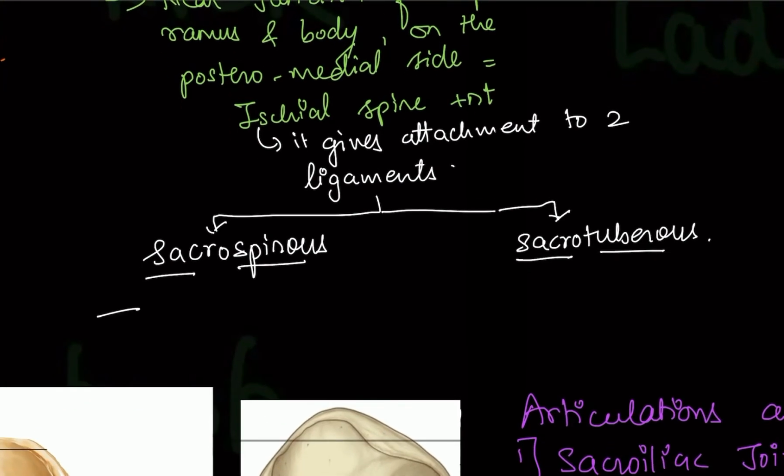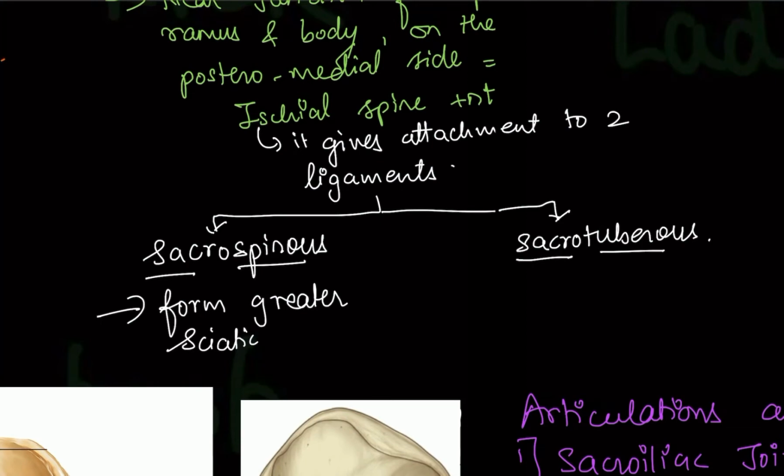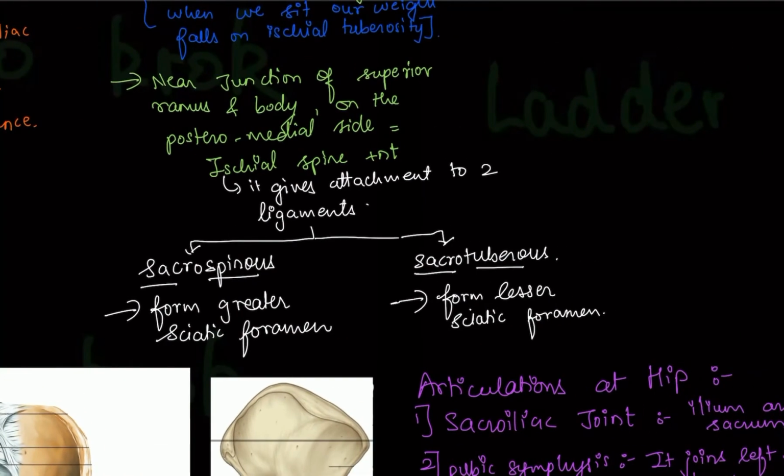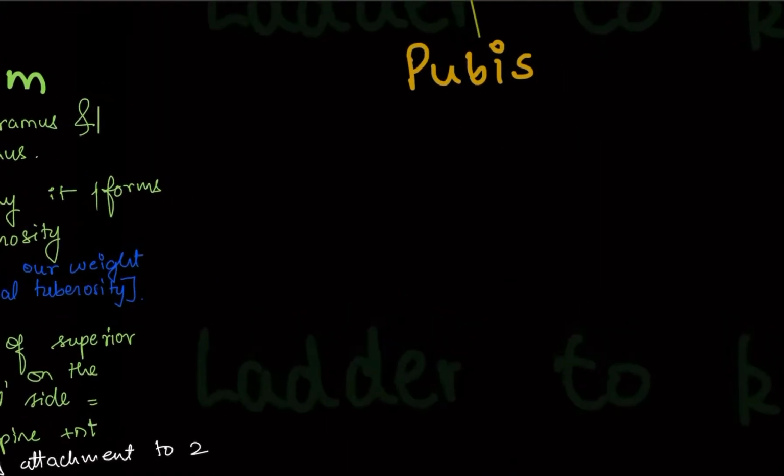Okay. Now, you must know the sacrospinous ligament. It will help you form the greater sciatic foramen. What it will help you form? Greater sciatic foramen. The sacrotuberous will help you form lesser sciatic foramen. Okay. Remember this.